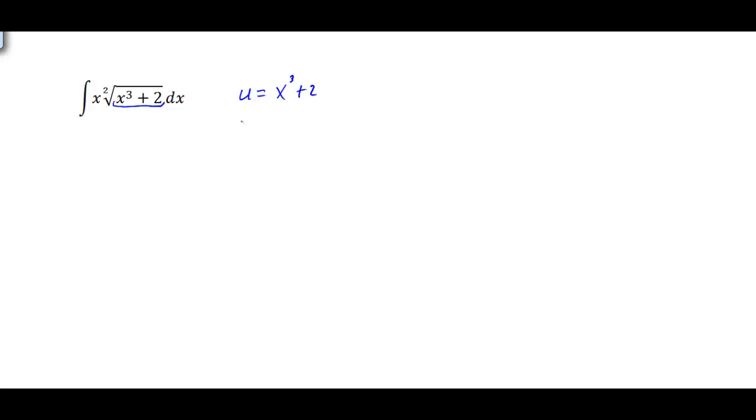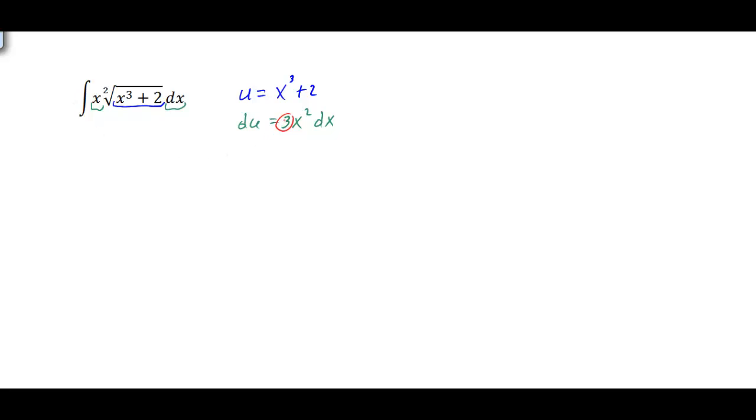Then if we take the derivative, we get 3x squared dx because the 2 goes to 0. Now, this is the important part. We have to look at the original problem and say, do we have a 3x squared dx in the problem? Well, yes, we have the dx and we have the x squared. And once again, we're missing the 3.